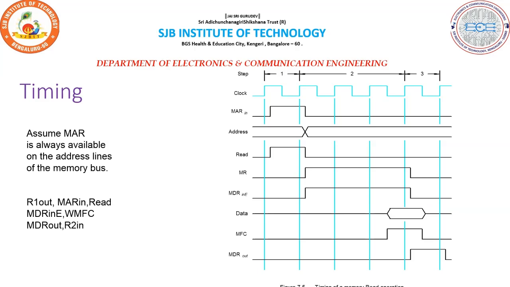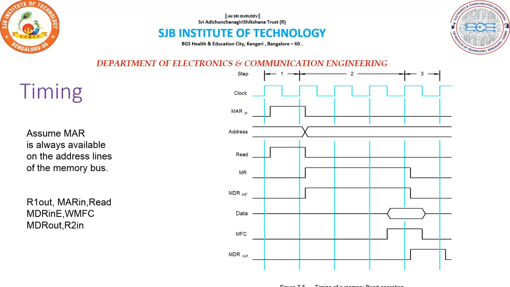In this figure, you are able to see that MAR is going to be active. MAR is going to address the location specified in the instruction. That is for the read operation. So the read control signal is activated at the same time.